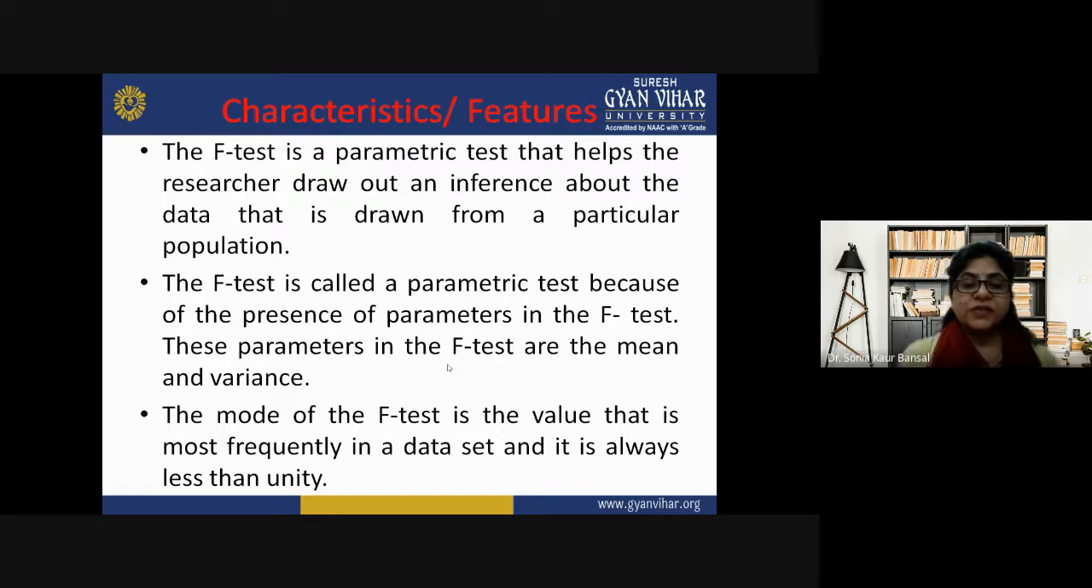The mode of the F-test is the value that occurs most frequently in a data set, and it is always less than a unit. So remember, students, that the F-test is a parametric test, applied when the data is collected from a particular population, and inferences about the data are drawn from that. It is called a parametric test because of the presence of different parameters, and those parameters are the mean and variance. Again I repeat, variance is the square of the standard deviation of a particular population or group.